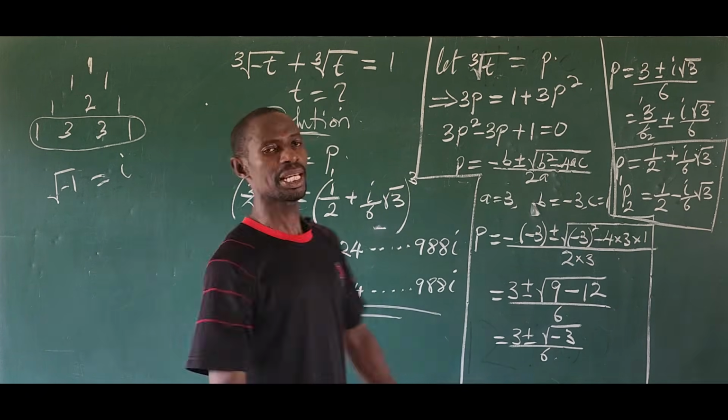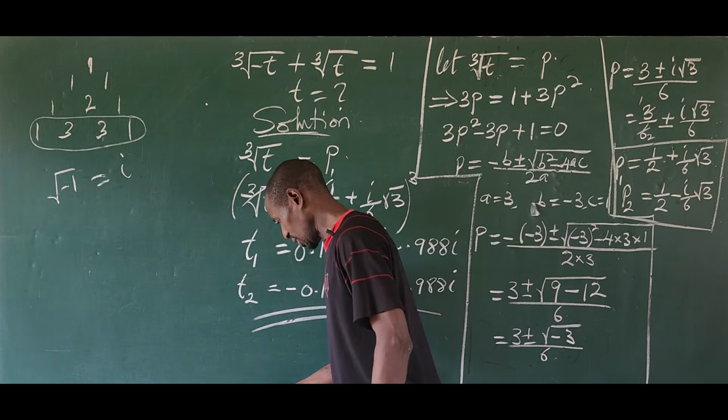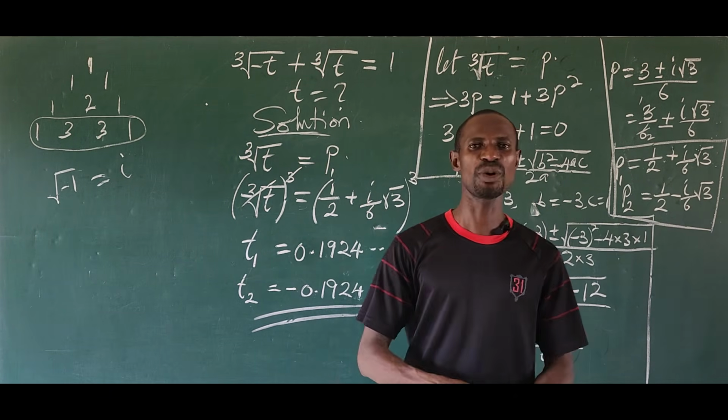All right, so these are the two values of t that will satisfy the original radical equation.